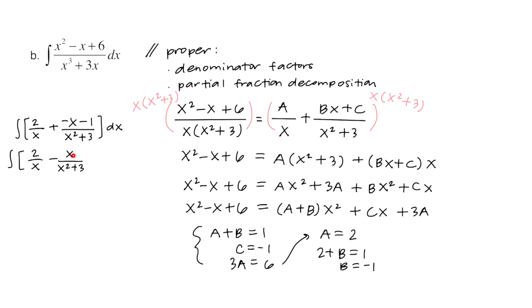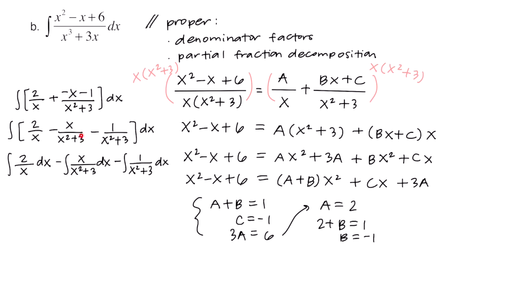So we have negative and then x over x squared plus 3. And then we also have negative 1 over the same denominator. Again, when you have multiple terms in the numerator, you can split the fraction up into multiple fractions. So by splitting this fraction into 2 different fractions, we can then split up this entire integral into 3 separate integrals. So we're going to do this one, like I already mentioned, with the ln absolute value of x.